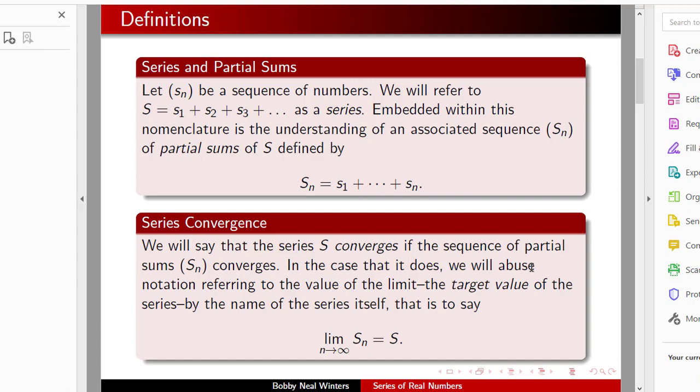We will say that a series S converges if the sequence of partial sums S_n converges. In the case it does, we will abuse notation by referring to the value of the limit, the target value of the series, by the name of the series itself. That is to say that the limit as n goes to infinity of capital S_n is equal to capital S.